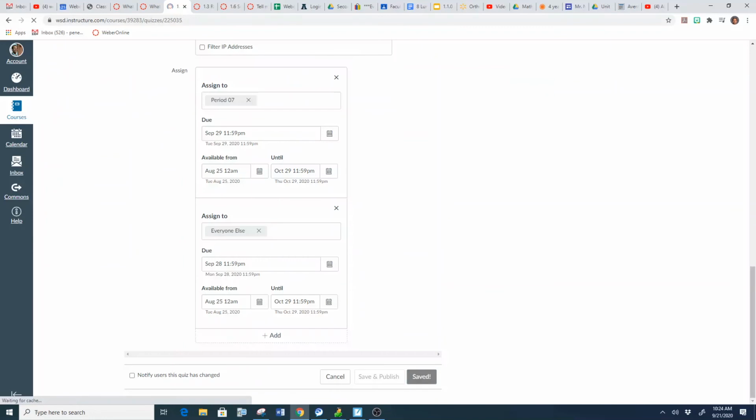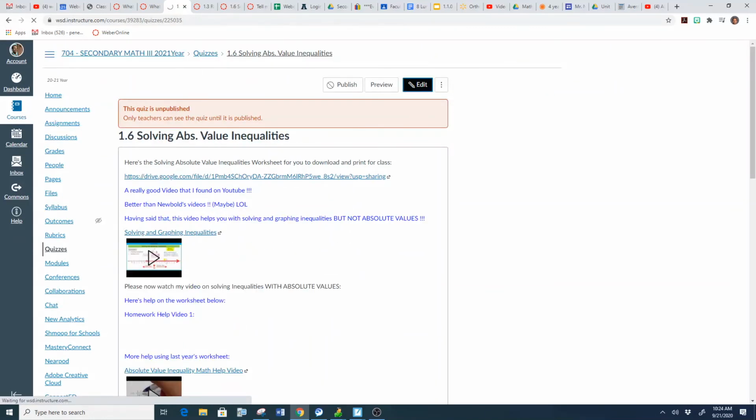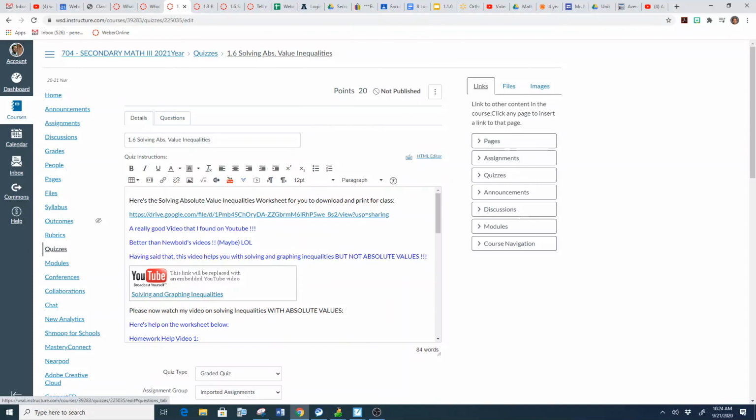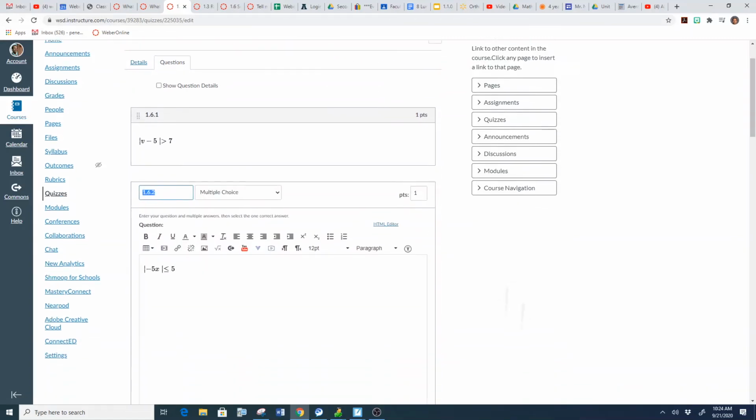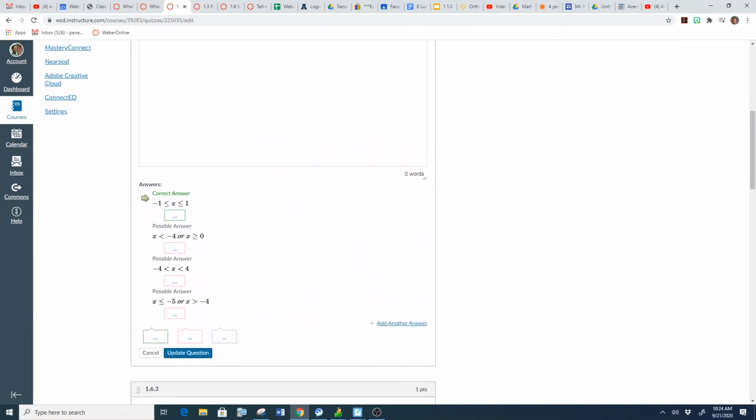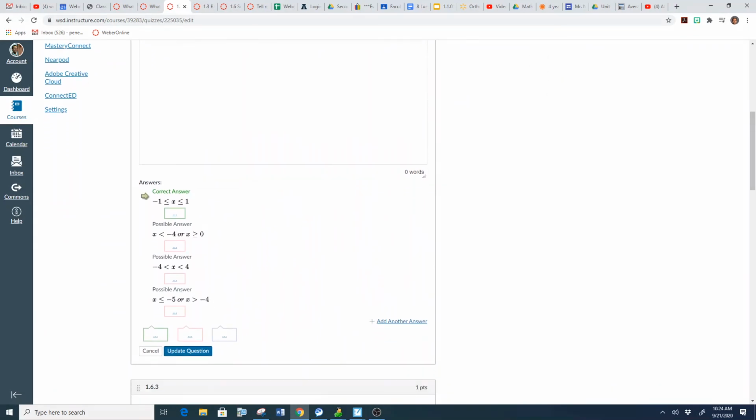Save. There we go. Let's go back and edit that and take a look at the question there, which was number 1. No, it was number 2. We were looking at this one. Okay, so then there's our problem that we were working on. Good, and there's our correct answer. Do you see it? Yep, there it is.